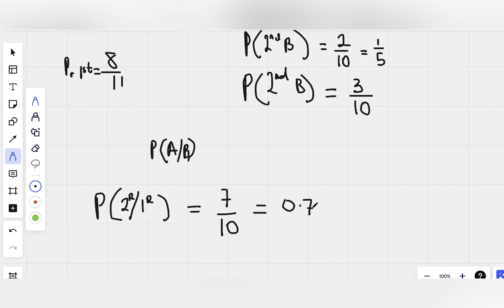Okay, so this is what this one is. Provided that the second one is red, given that the first one was red, that's what makes it a condition. That's why we call it a conditional probability. Like I said, conditional probabilities are usually used for things without replacement.